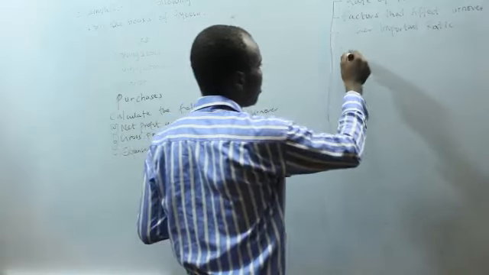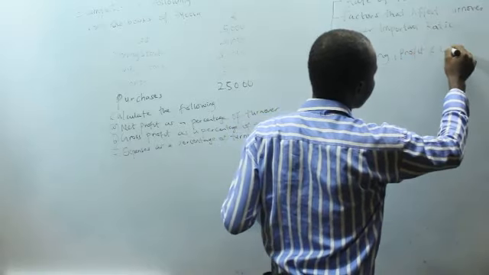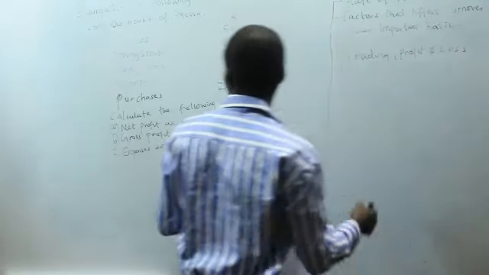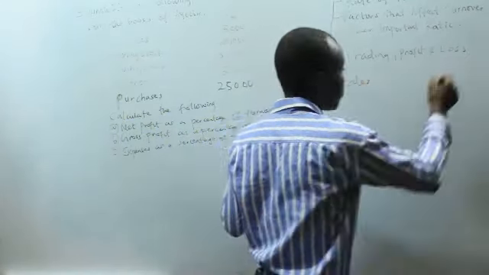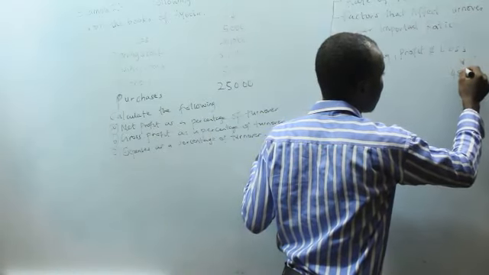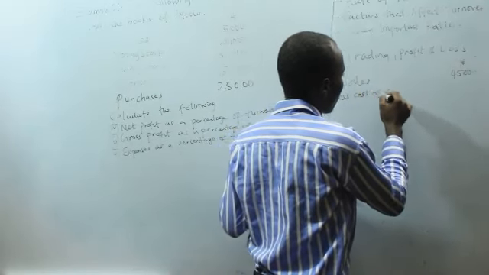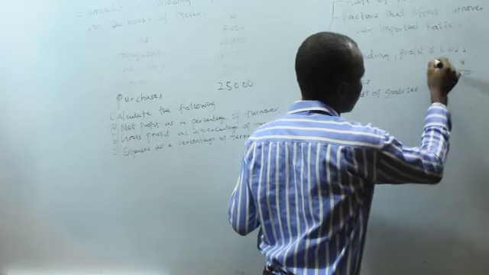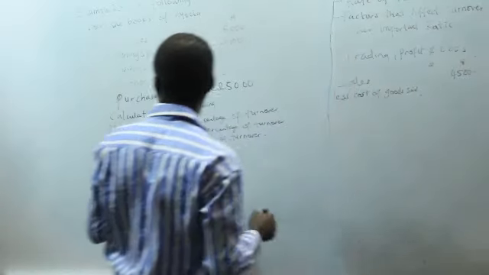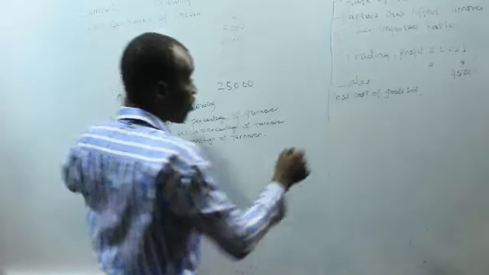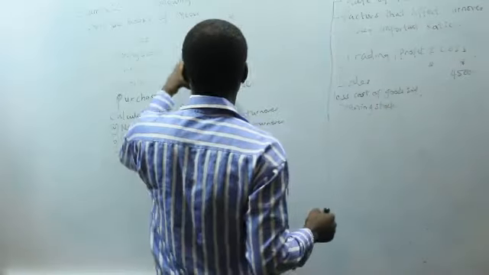So if we have to prepare the trading, profit and loss account, we begin with our sales in the period, which is 45,000 naira. Then less the cost of goods sold. This is the format: opening stock, and the opening stock is 20,000 naira.